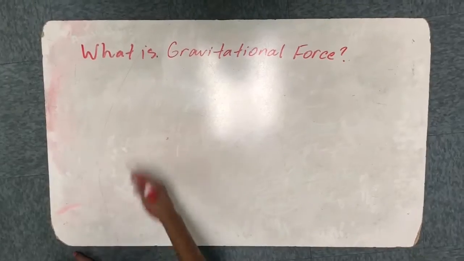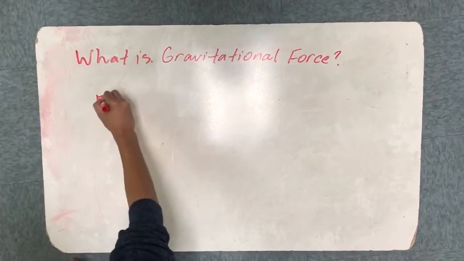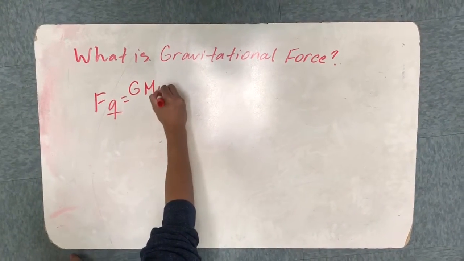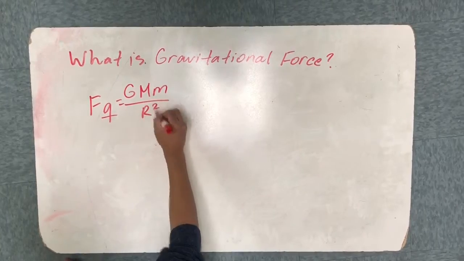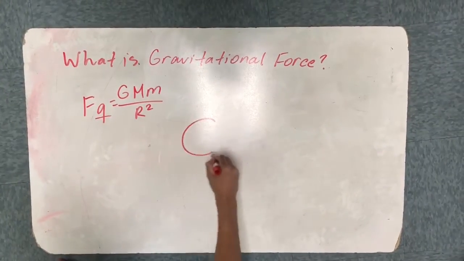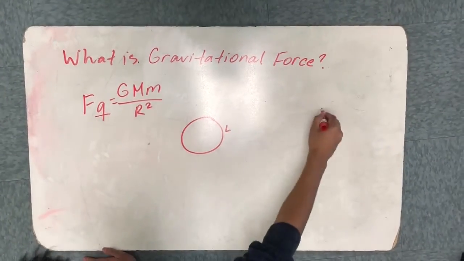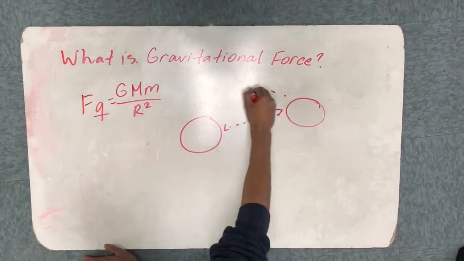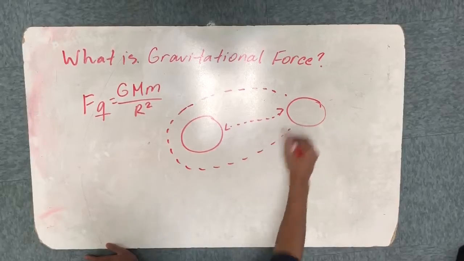Physics. So what is gravitational force? The equation for this is Fg equals big G, big M, little m over r squared. Now, this is defined as two objects which have attraction to one another, and in this case, one of the objects has a gravitational field affecting the other object.